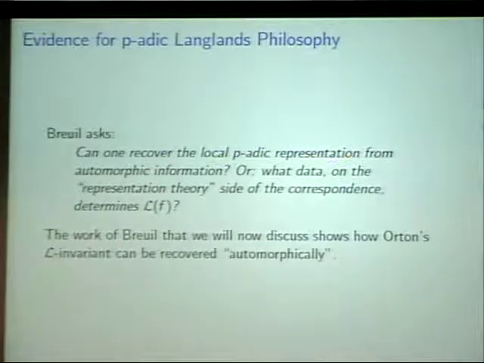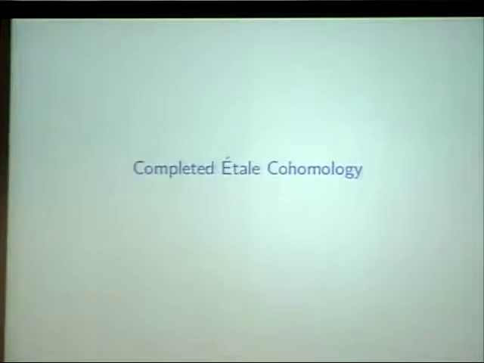So the question is, can you get the local p-adic representation out of automorphic data? Or what information on the representation theory side of this correspondence is, where do you see the L invariant on the representation theory side? And so I'm going to talk about this work of Breuil, which says that that answer is encoded in the L invariant that I talked about 2 days ago, that was defined initially by Darmon and then in higher weight worked out by Orton. So now I need to give you a little bit of machinery here in order to just state how this works.